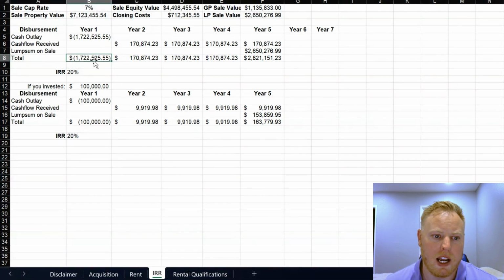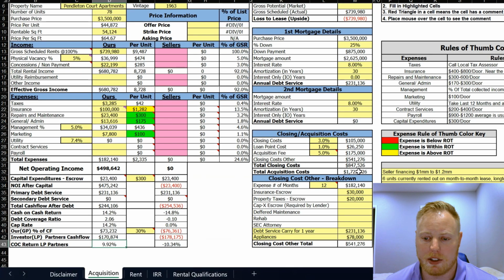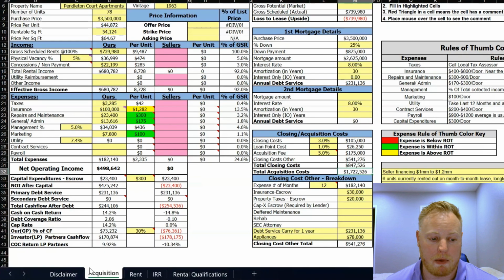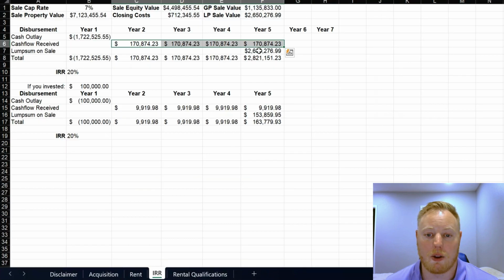The investors would pay $1.7 million. Again, this is the total acquisition cost right here. They would pay $1.7 million. So that's a negative because it's paid in. They would receive $170,000 roughly in cash flow years 2 through 5, which is shown right here. And that's just coming from this investor limited cash flow, 170 right here. And then at the sale of the property, they would receive $2.6 million.